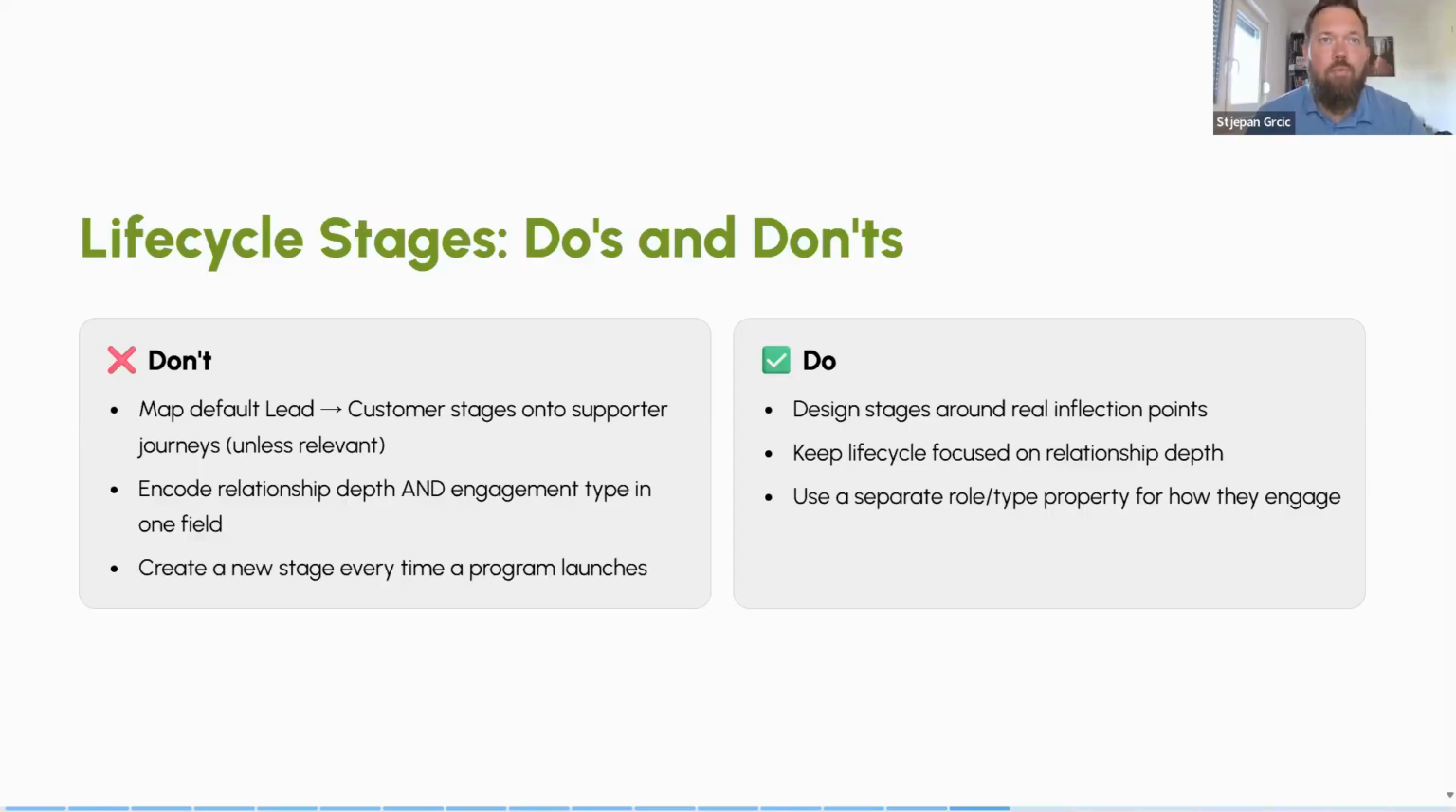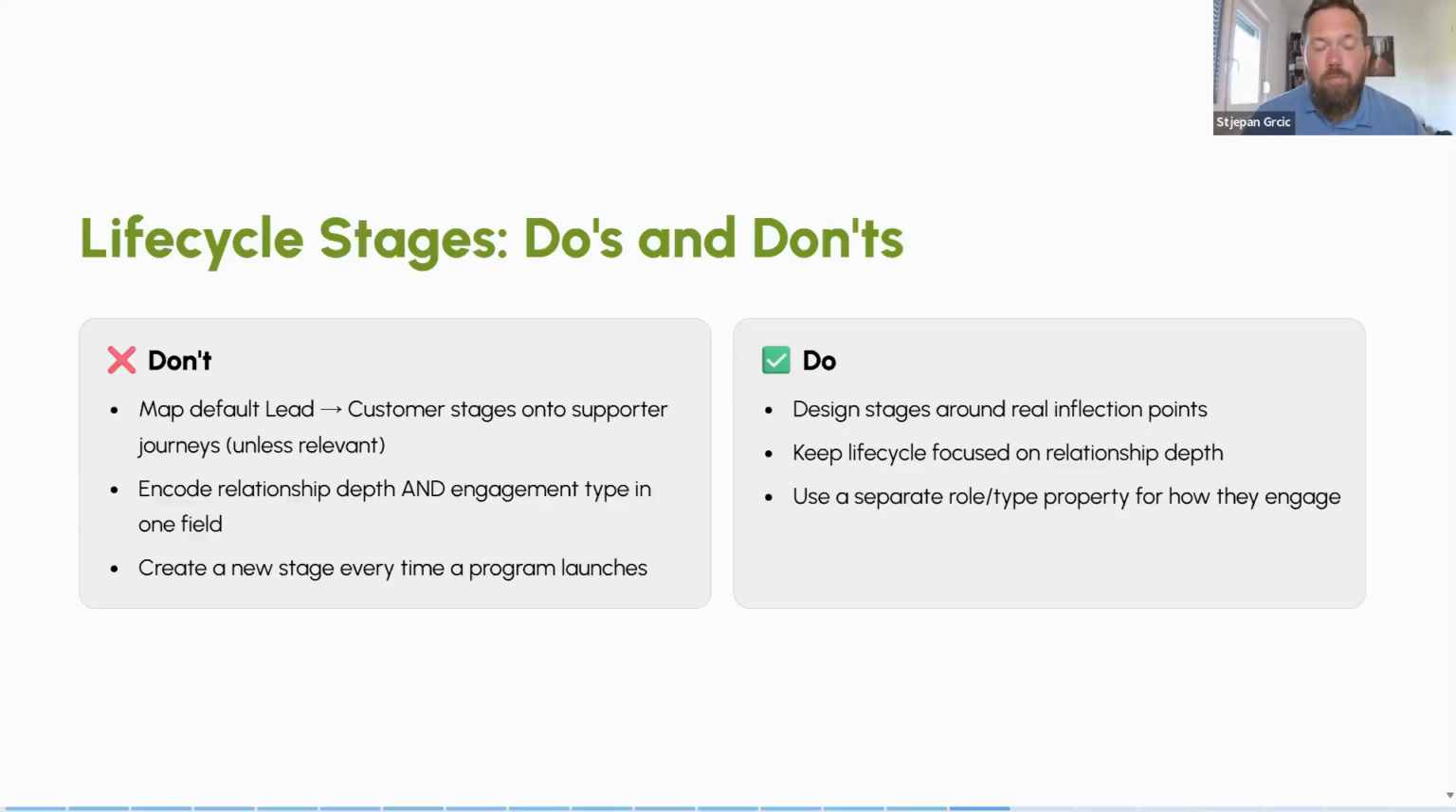So keep lifecycle focused on one thing, and that's relationship depth. How committed is this person to your mission, to your organization? And for how they engage, what programs they want to engage with, what roles they have, use a separate role or type property. Those are two clean fields answering two clean questions, and this will outperform any overloaded field every time. And your reporting will thank you. And to get back to the example that Martin covered, your board will thank you, because then you have data everybody trusts when you're having those types of meetings.